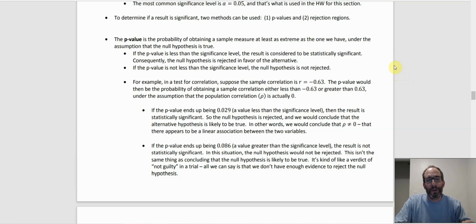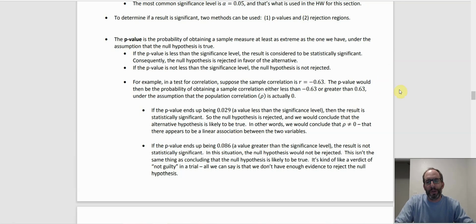And then basically the way it works is if the p-value ends up being a number that's less than your significance level, then you would say, we have a statistically significant result, so we can reject the null and conclude that it looks like the alternative's right. If the p-value is not less than the significance level, then you can't reject the null, and that's about all you can say.